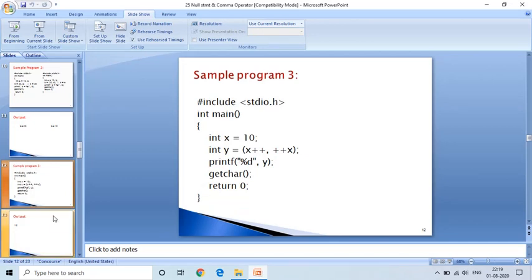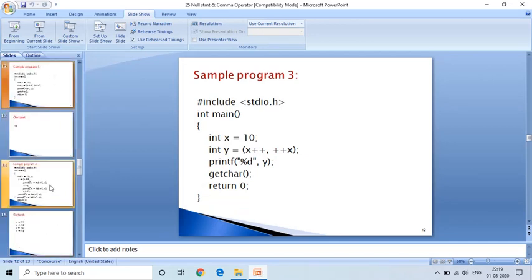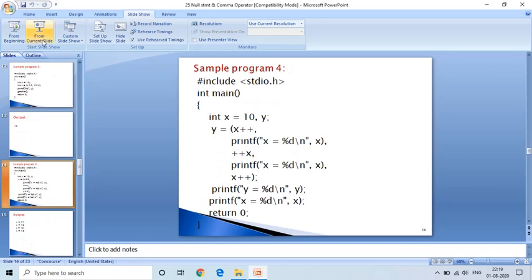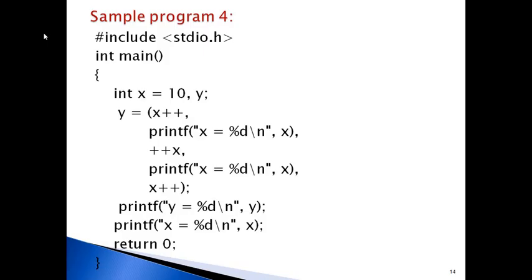Now we will see one more example. This is the program. By using the comma operator, we can add n instructions. If you observe this program, int main, int x = 10, y. This is the declaration of the two variables x and y.